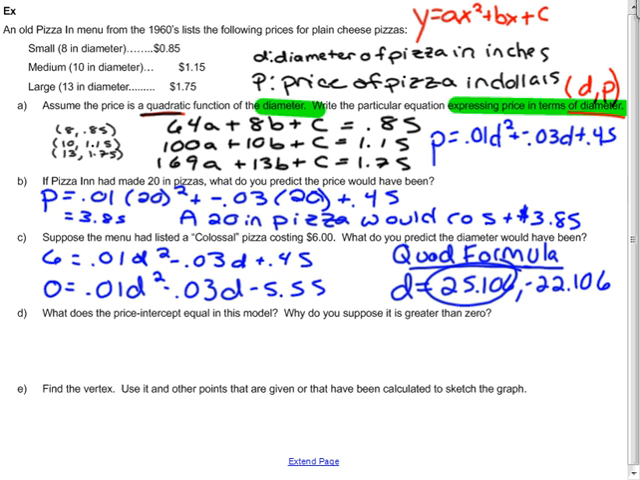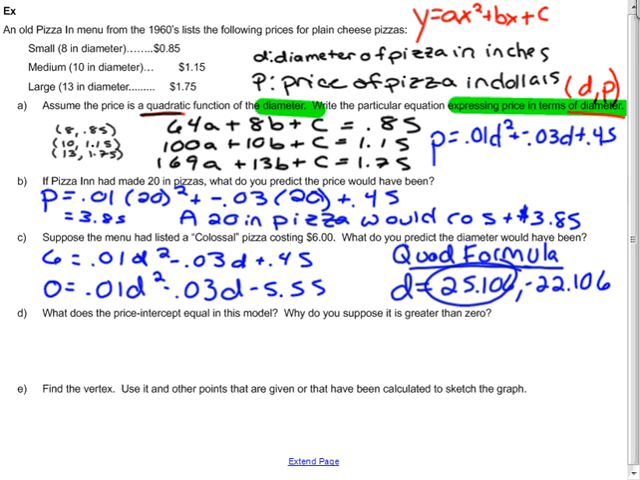What does the price-intercept equal in this model? Why do you think it's greater than 0? So price-intercept, think about this. X-intercept is when Y is 0. Y-intercept is when X is 0. Price-intercept is when the other one is 0. That's my diameter. So my diameter is going to be 0. So I have to put a 0 in for all of my D's to come up with that P.